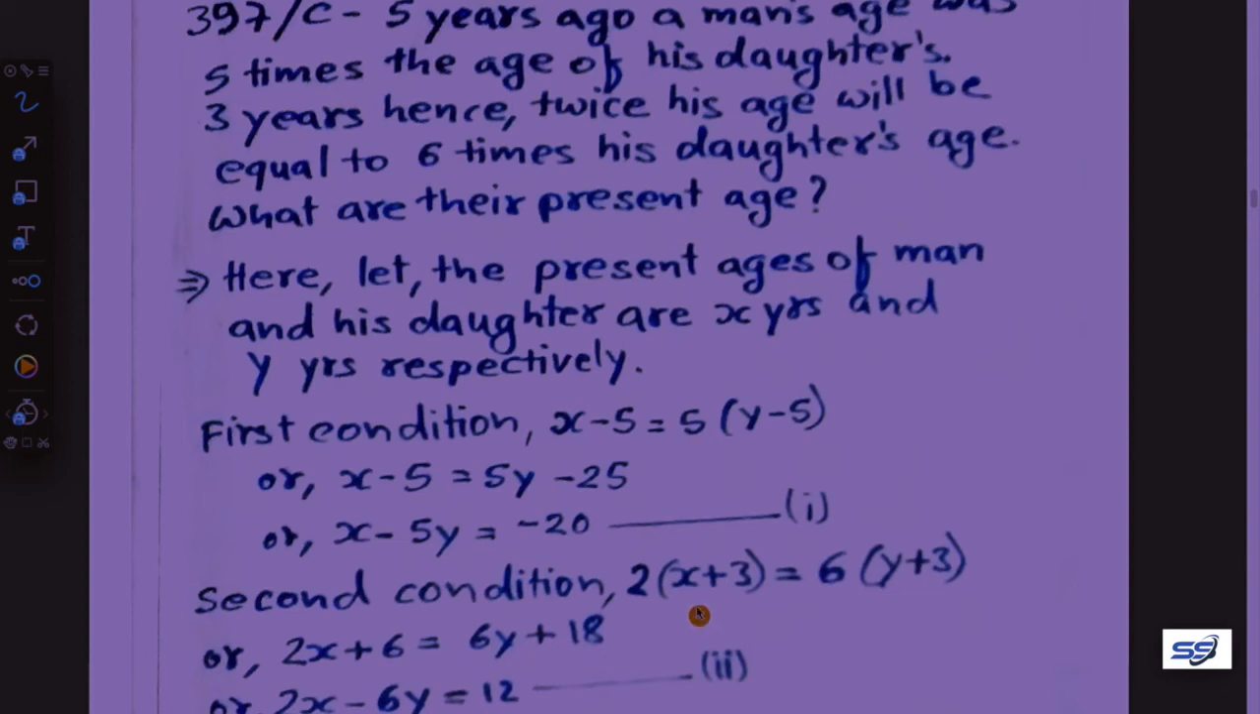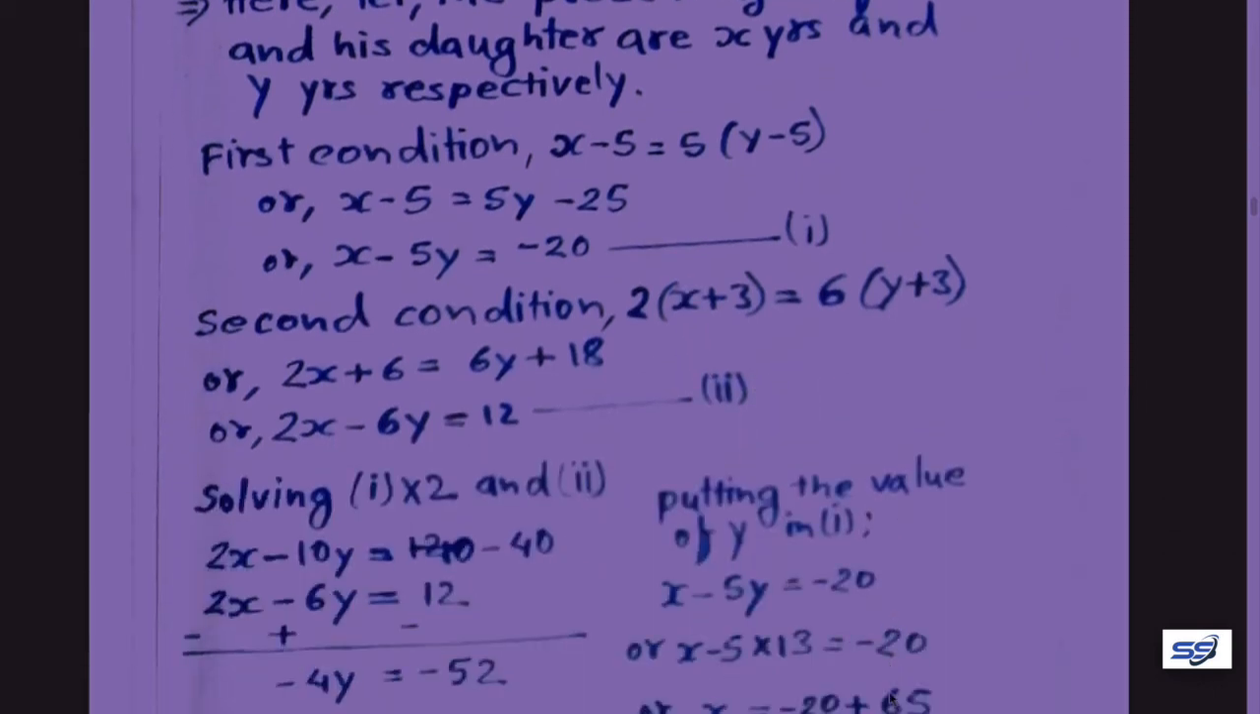In this way, from two conditions, we got two equations, equation first and equation second. First equation is x minus 5y equal minus 20, and second equation is 2x minus 6y equal 12. On solving both these equations, we will get the age of man and daughter, it means the value of x and y.